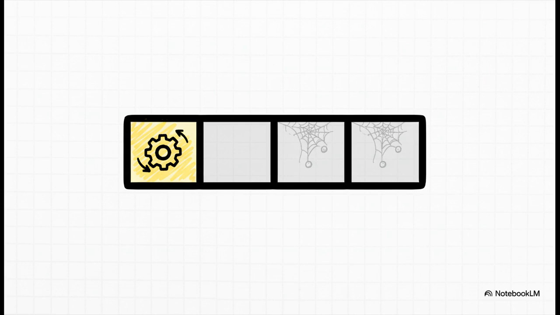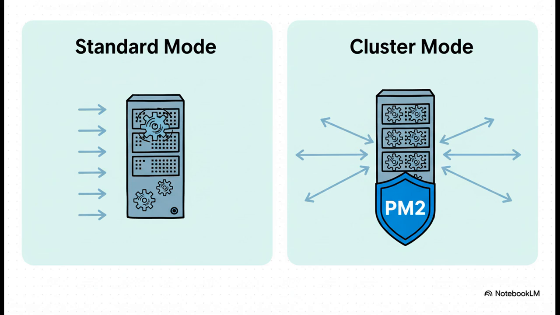Okay, let's switch gears and talk about performance. Think about this. Your server has multiple CPU cores, right? Maybe 4, 8, 16. But your Node.js app, by default, it's only using 1. Just 1 of those cores. That means you're leaving a ton of performance just sitting there on the table, completely unused. This is where PM2's cluster mode is a total game changer.